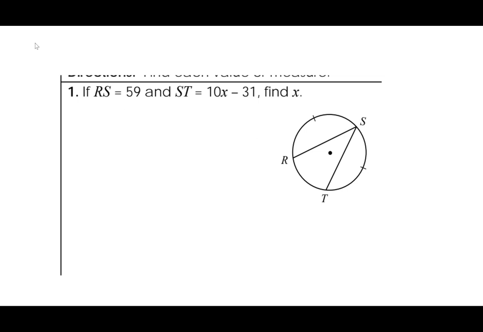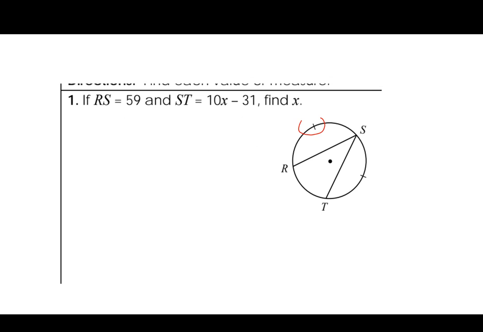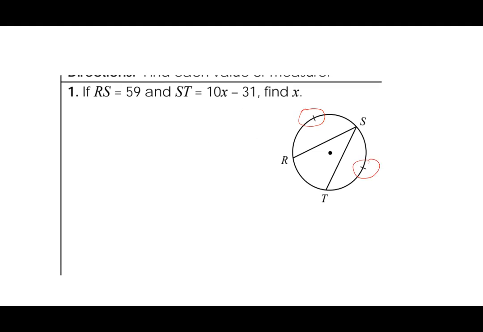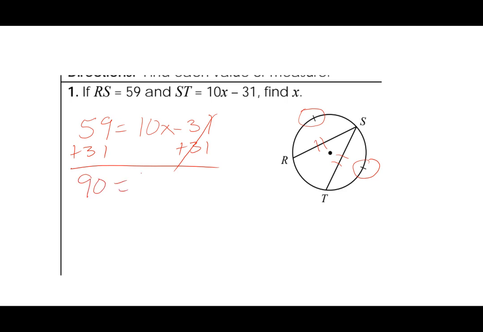So basically in this problem, we have these markings. That tells us that those arcs are congruent. And if the arcs are congruent, then the segments, or the chords, are also congruent. So what we do is we set these equal to each other and we solve them. So then we get 90 equals 10x, divide by 10, you get x equals 9.